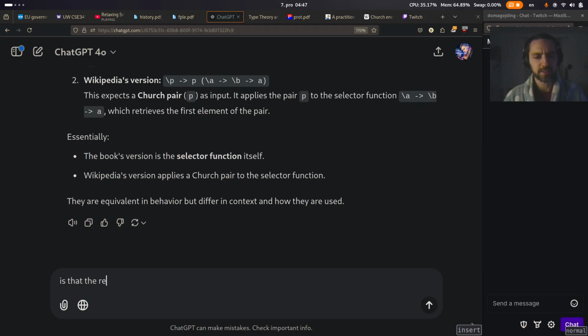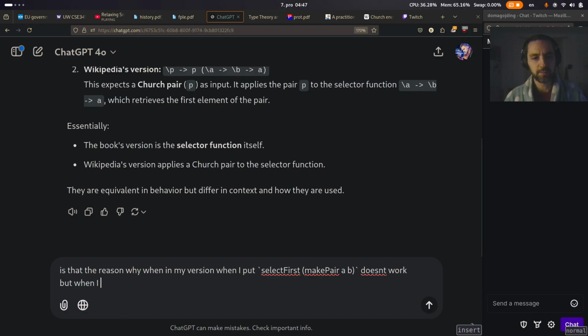So is that the reason why, in my version, when I put select first pair AB, no, I should put it like this, make pair AB, it doesn't work. But when I put make pair AB select first, it works.